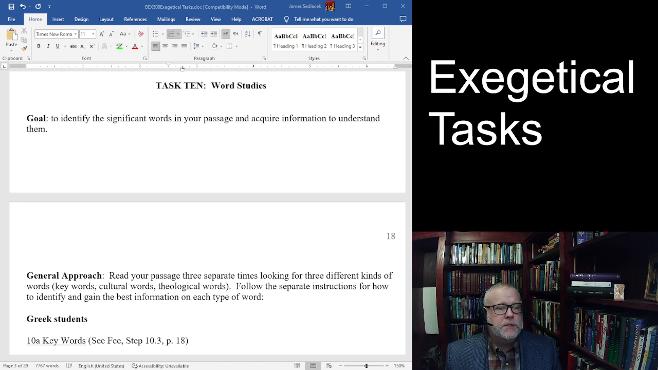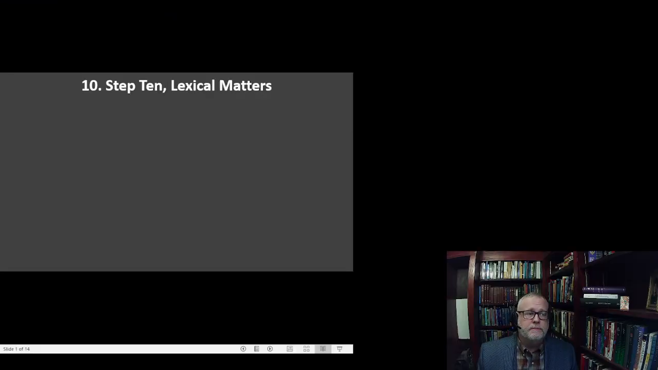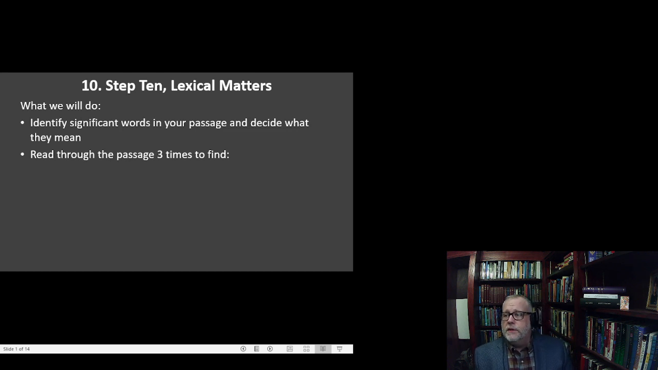I'm going to transition now to the PowerPoint as we work through this, but follow along in your packet and make notes as you find necessary. All right. We're going to identify significant words in our passage and decide what they mean. Read through the passage 3 times. Not 3 times at once, but each time you're looking for something else.